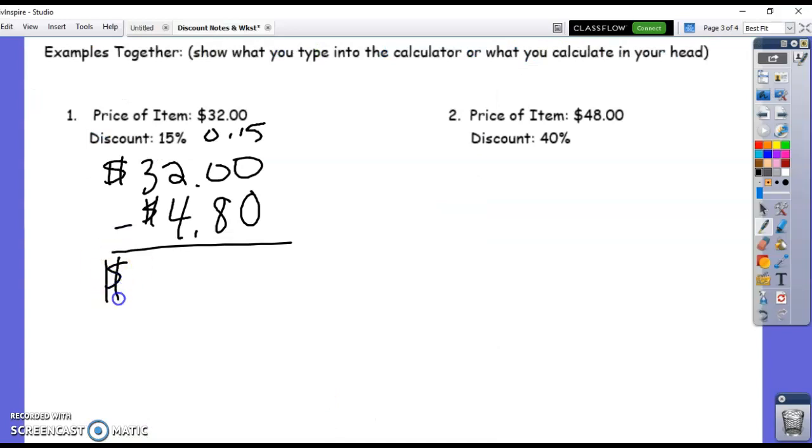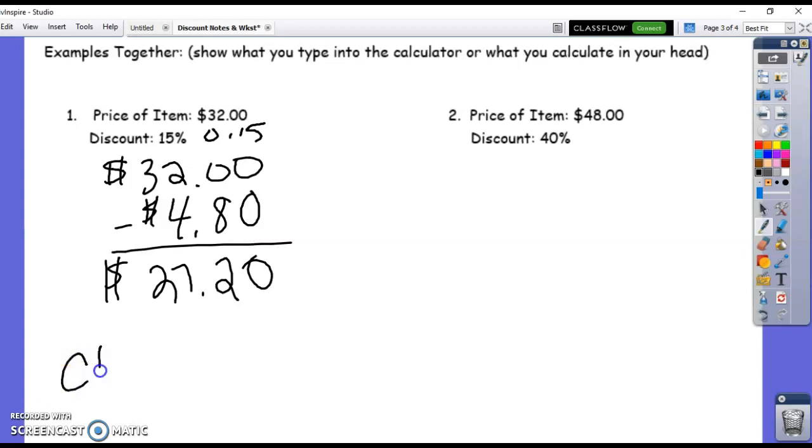So that gives me 27.2. Remember, I have to add that 0. So $27.20 is what I have to pay. Now, let's check it. Okay?